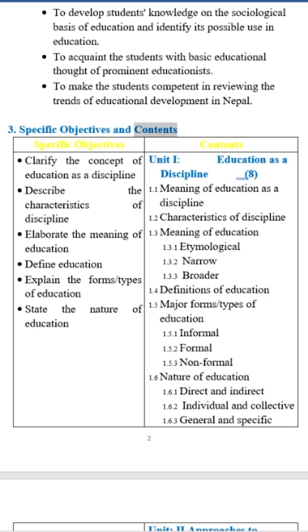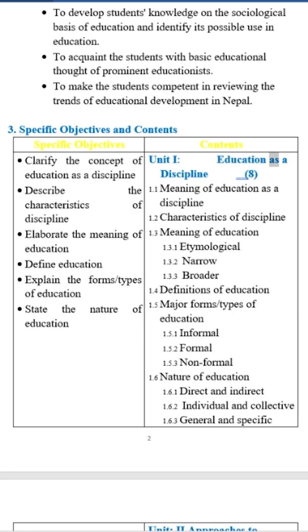Specific objectives and contents. Specific objectives. Contents. Clarify the concept of education as a discipline. Describe the characteristics of discipline. Elaborate the meaning of education. Define education. Explain the forms/types of education. State the nature of education.